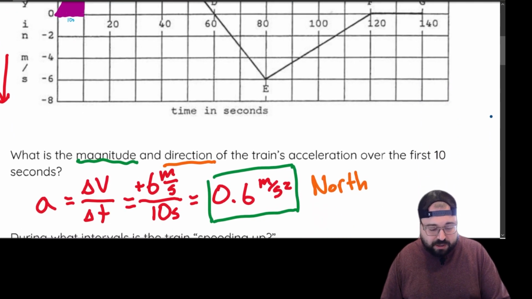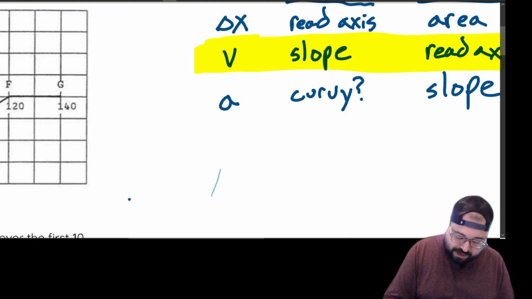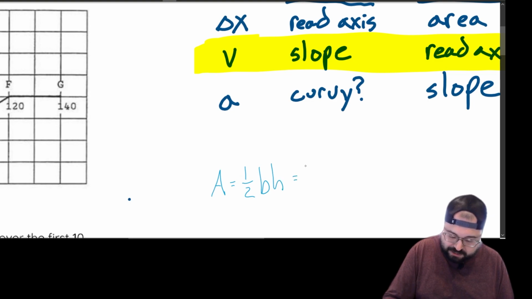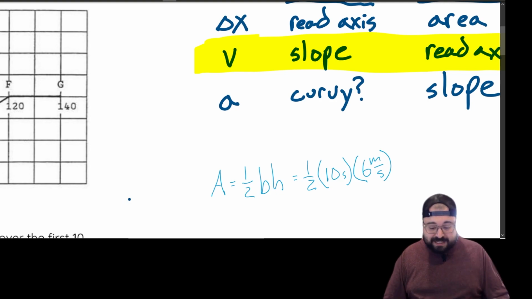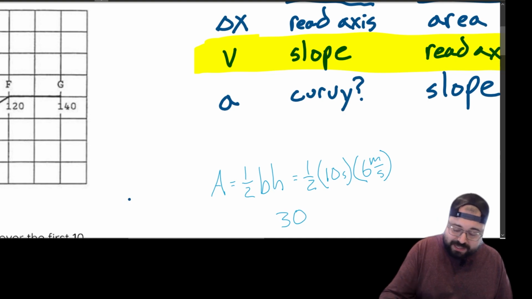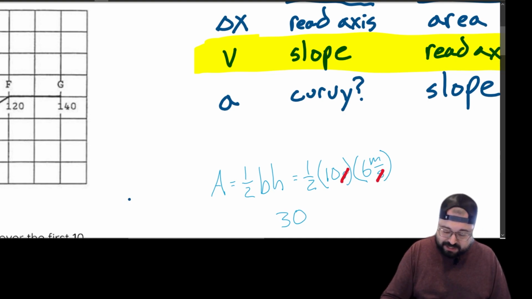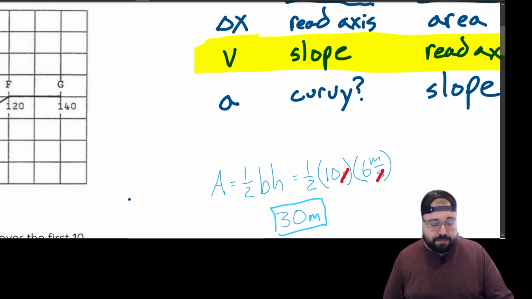So let's do that work off to the side here, right? The area of a triangle is 1/2 base times height. So in this case, we're looking at 1/2 our base, which is 10 seconds, times our height, which is 6 meters per second. So that's going to be half of 60, which is 30. And what's cool is the units actually cancel out here. Seconds cancels with seconds, so we end up with 30 meters as our answer. So we've got 30 meters that we've traveled.